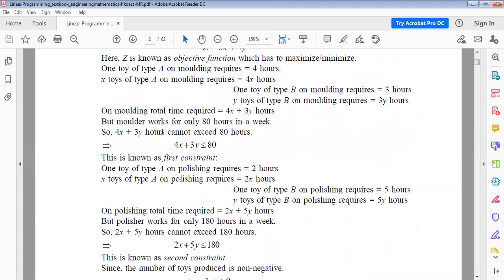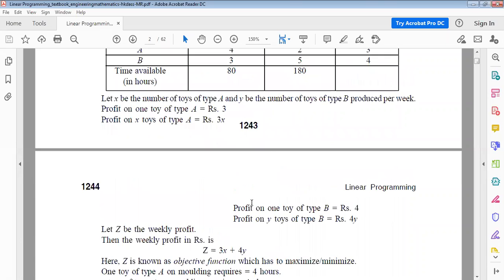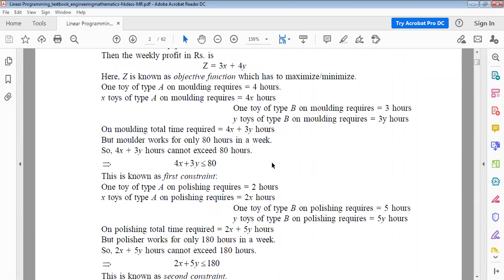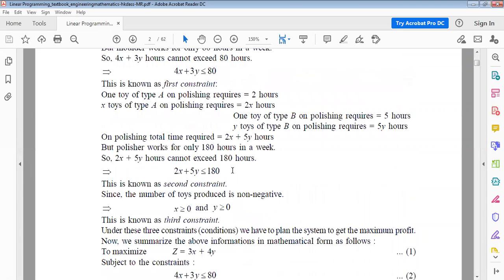On the other hand, for the polishing, for the toy of A polishing requires 2 hours. So X toys require twice X hours. Remember it. One toy of B type polishing requires how many hours? 5 hours. This is given in the table. And Y toys of B require 5Y polishing hours. So for polishing, total time required is twice X for A and 5Y for B toys. But polishing works for only 180 hours. So these total hours cannot exceed 180 hours. Understand? So this is the second constraint.